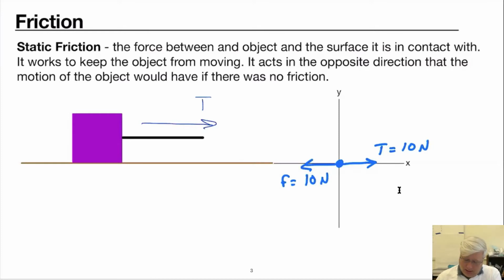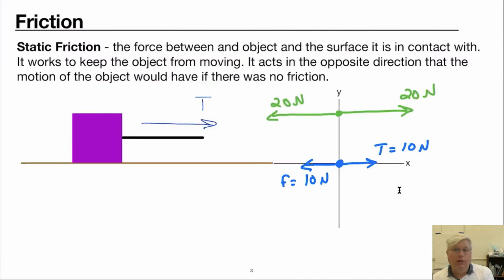Say the maximum limit, the force that was required to move this box, is 30 newtons. Well, we already tried 10 newtons, but if I tried to apply 20 newtons, the friction would hold back with 20 newtons, and it still would not move, not until we applied 30 newtons. That's the point where we would overcome the static friction and the box would start to move.